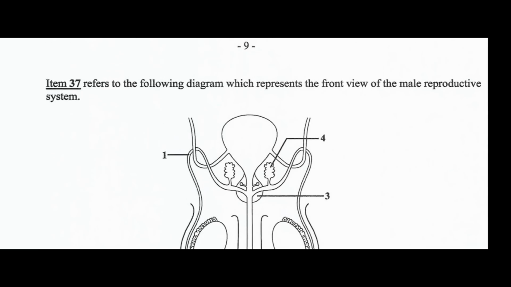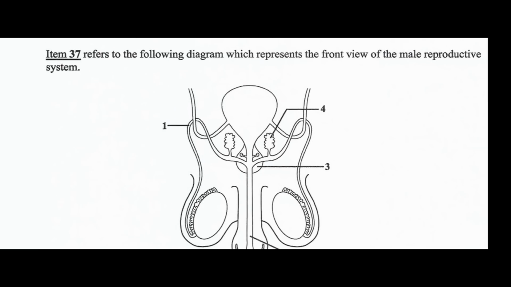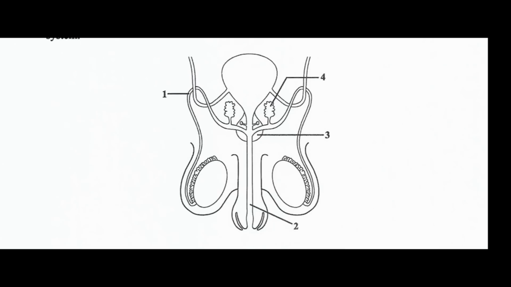I probably should have put more emphasis on that X, like thyroxine. Sorry. Item 37 refers to the following diagram, which represents the front view of the male reproductive system.